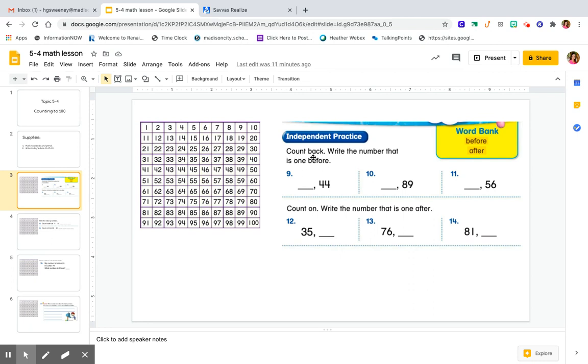Count back. Write the number that is 1 before. So the number that I'm given is 44. So I can come over here to my hundreds chart and find 44. I want to count back 1. So if I go back, 43 is 1 before 44. So I'm going to write that here on the paper. So what you can do on your paper is write number 9, 43, 44.